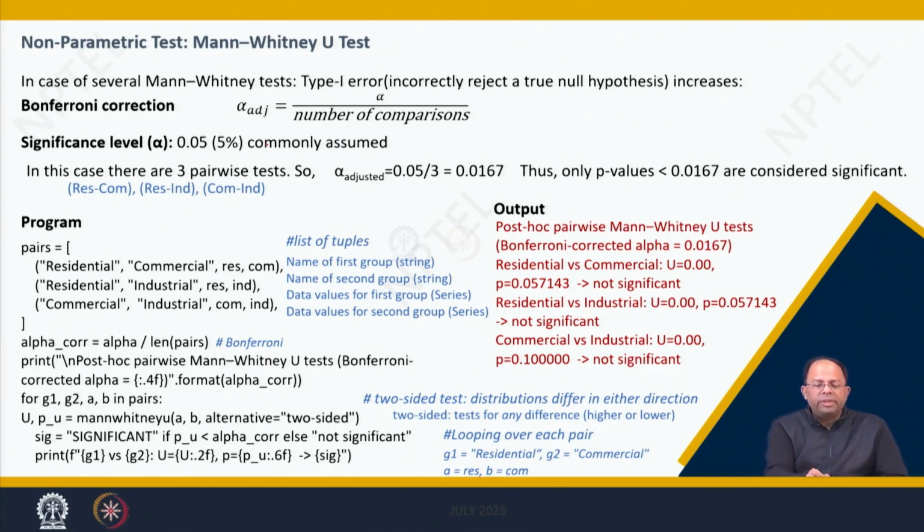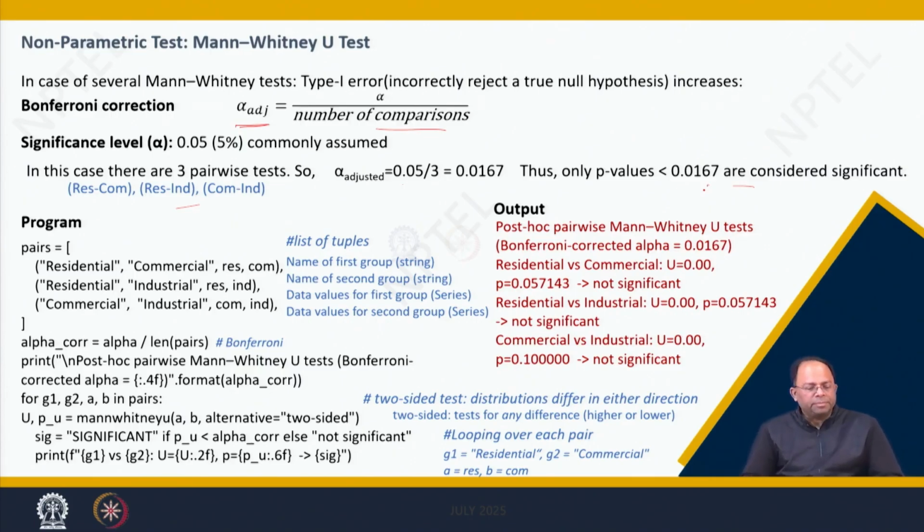So what we do is we measure the adjusted value of alpha, where alpha is divided by the number of comparisons. That means whatever significance level we have for this test, we divide it by the number of comparisons, and that would be the actual value against which we check if the result is significant or not. So in case of 3 pairwise tests, residential-commercial, residential-industrial and commercial-industrial, we have to adjust 0.05 divided by 3, which comes to 0.0167. So if the p values are lesser than this, then only we will consider the result as significant.